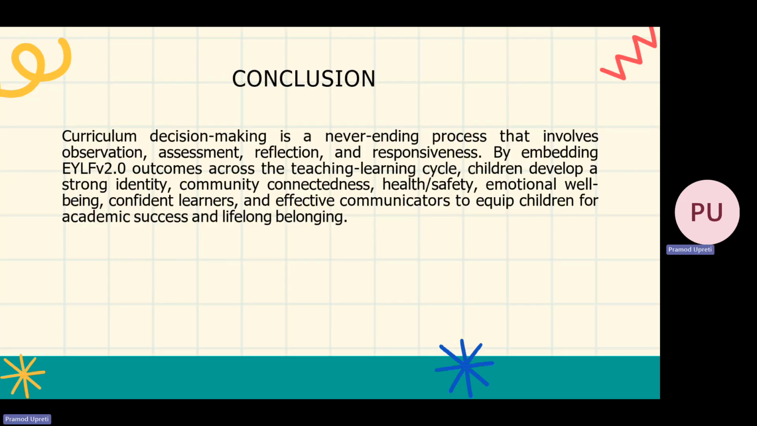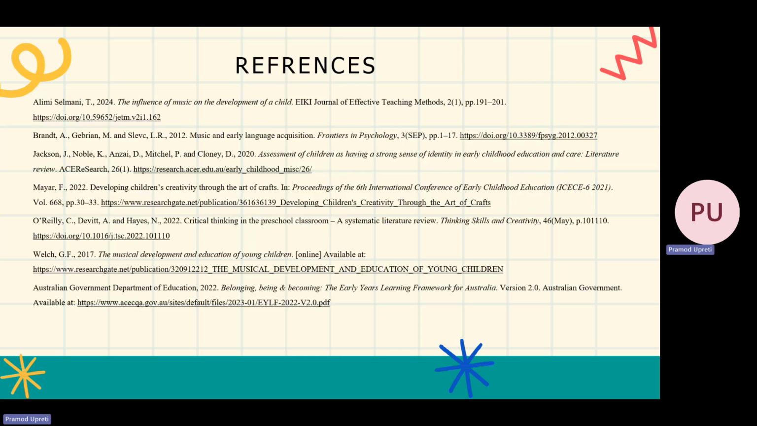On our next slide, the conclusion. To conclude, effective curriculum decision making is the continuous cycle of observation, assessment, reflection, and responsiveness. When educators embed the EYLF outcomes and the teaching standards into daily practice, children are more likely to develop a strong sense of identity, well-being, and confidence. They become active participants in their own learning, setting up not only for academic success but for lifelong growth and belonging. Here are my references that I used in my presentation on my slides.